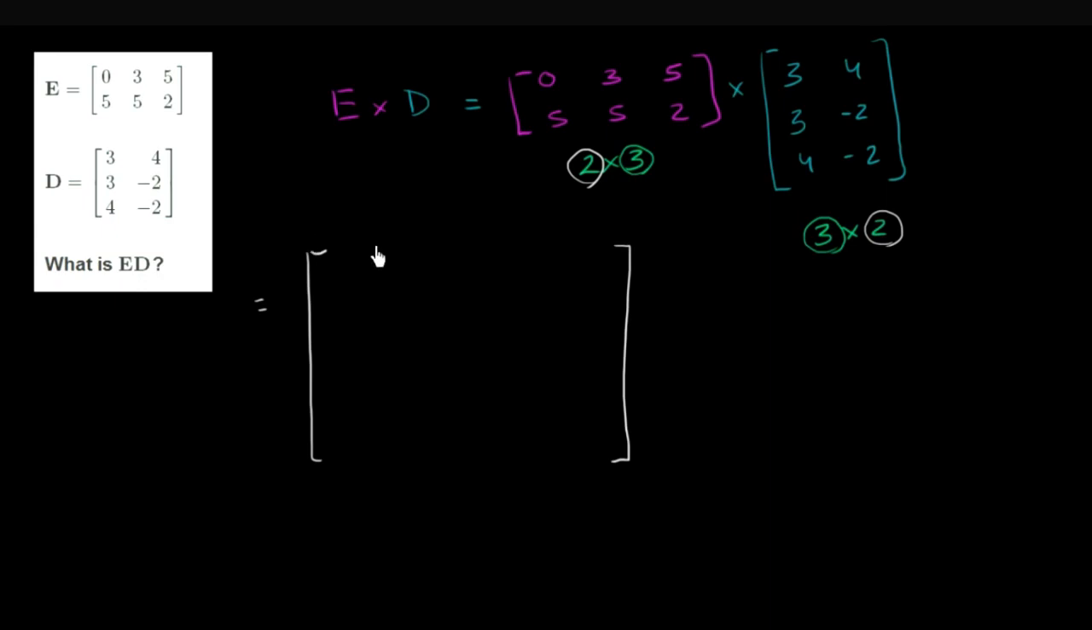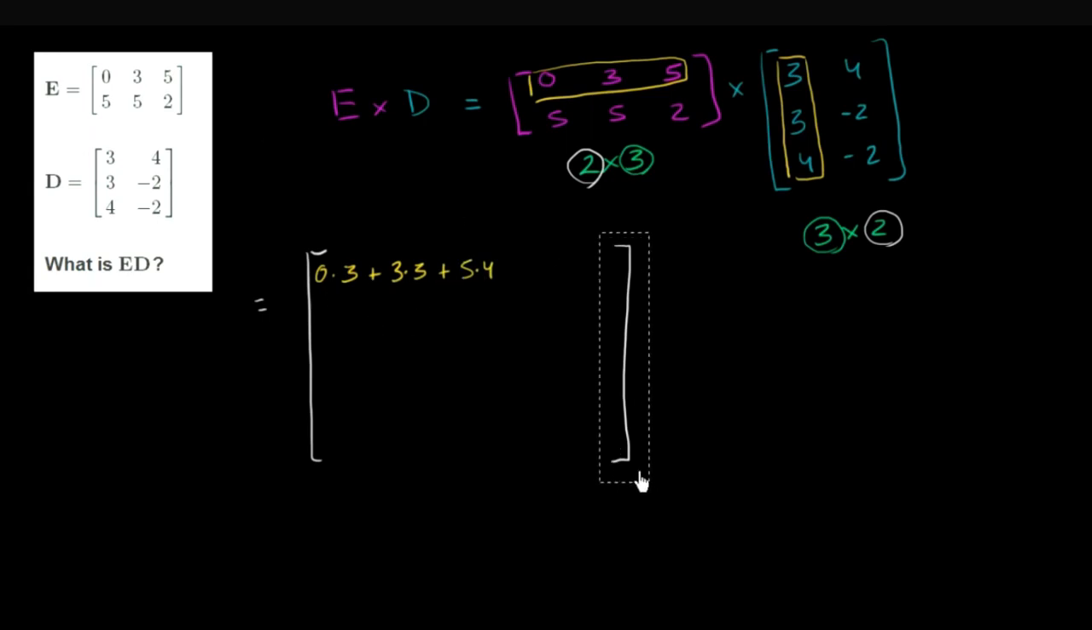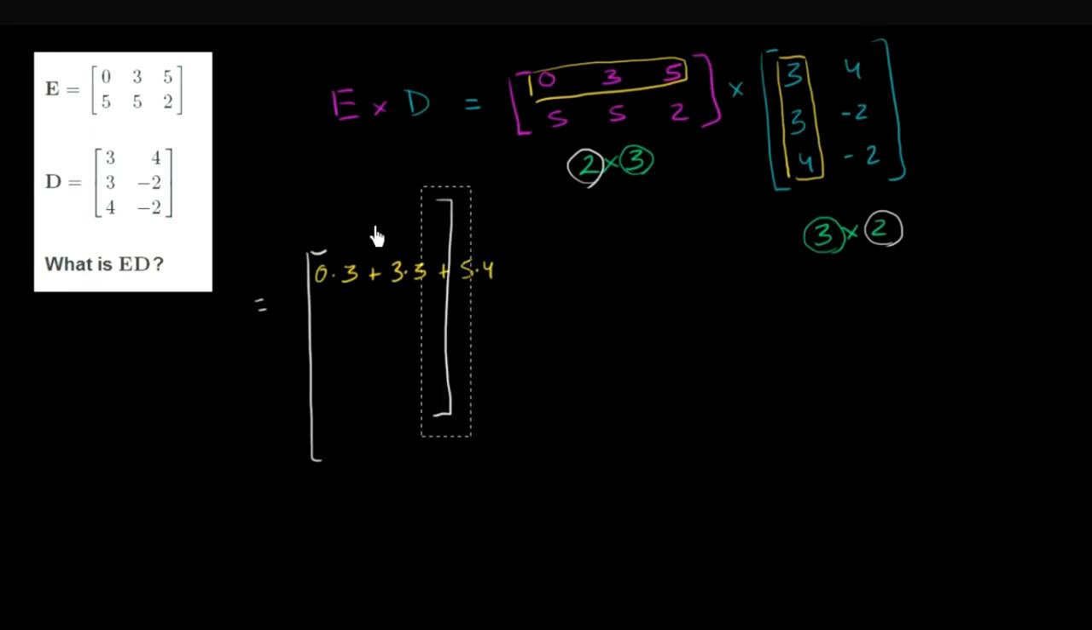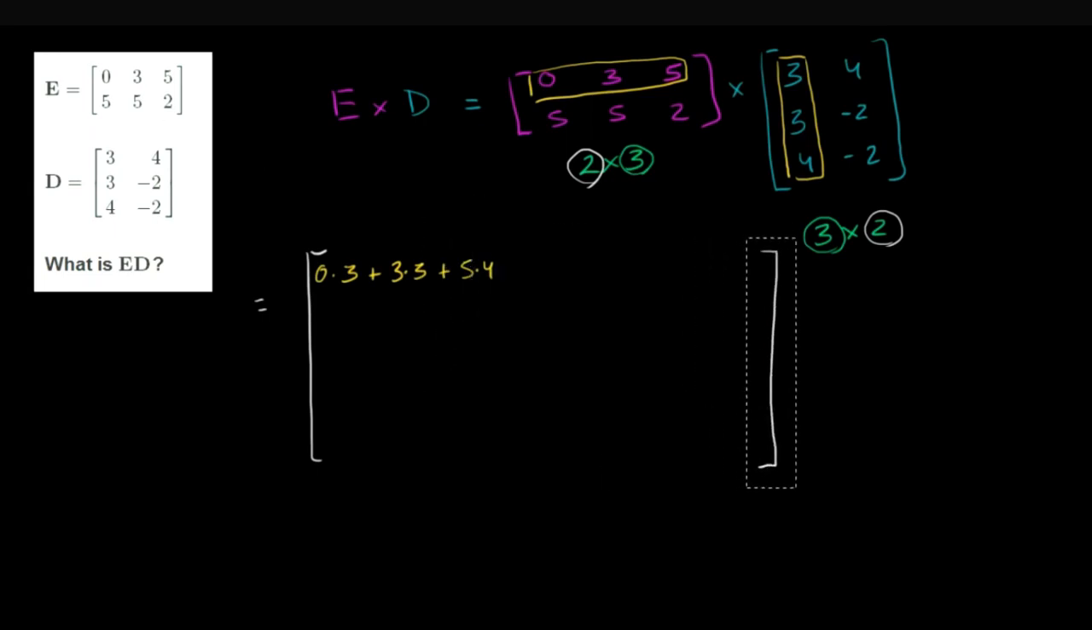The way we get the top left entry is going to be this row times this column. If you view them each as vectors and you're familiar with the dot product, we're essentially going to take the dot product of that and that. And if you have no idea what that is, I'm about to show you. This entry is going to be 0 times 3 plus 3 times 3 plus 5 times 4. So that is the top left entry, and I already see that I'm going to run out of space here, so let me move this over to the right so I have some breathing room.